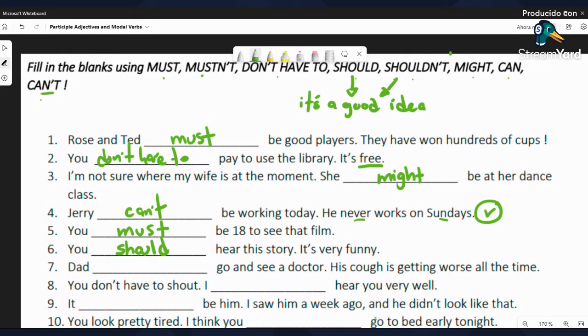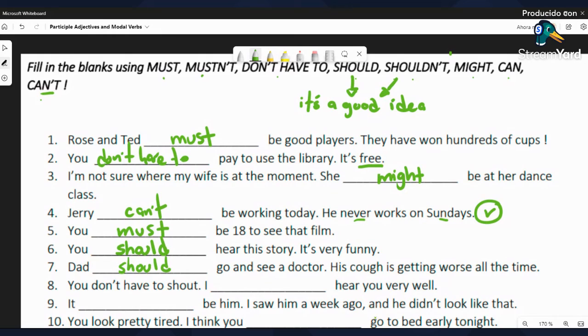Number seven, Dad, go and see a doctor. His cough is getting worse all the time. Which one do you think is the correct answer? Exactly. Again, it's should. It's a good idea to go and see a doctor. His cough is getting worse all the time. It's not an obligation, but it's should.